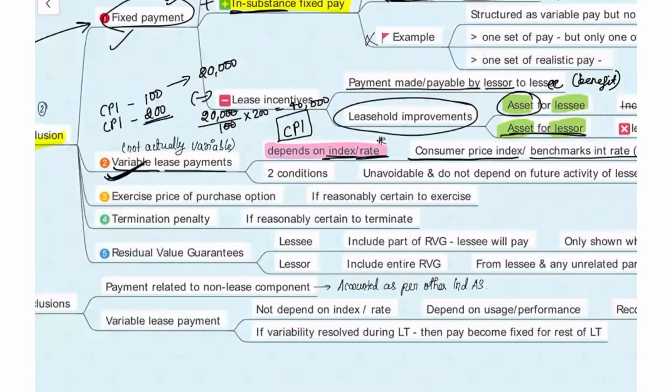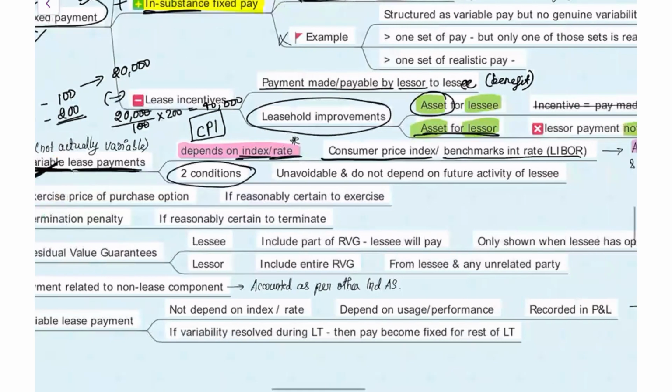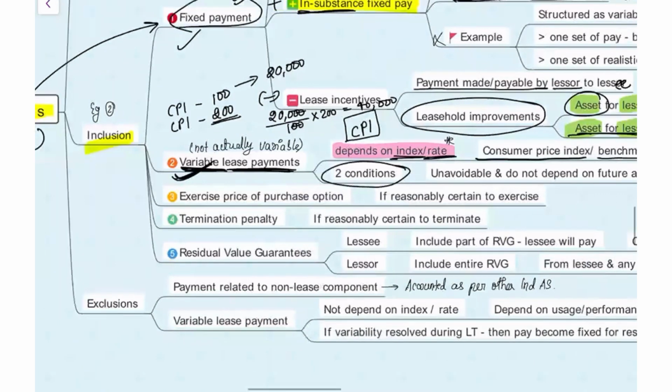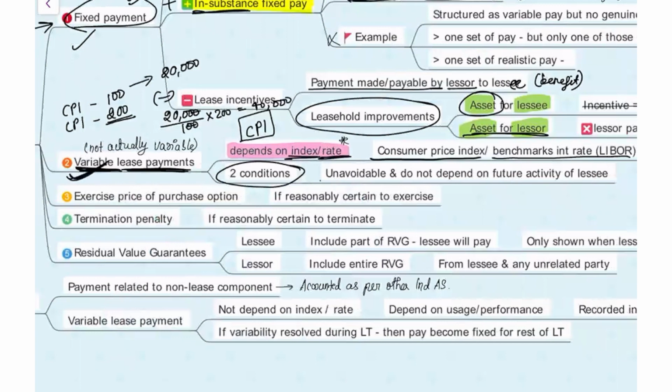So what they are saying is, when you are talking of variable lease payments, there are two conditions that it has to fulfill. Then only you can record it in your books. One, it should depend on an index or rate. Second, it should be unavoidable and it should not depend on any future activity of the lessee.